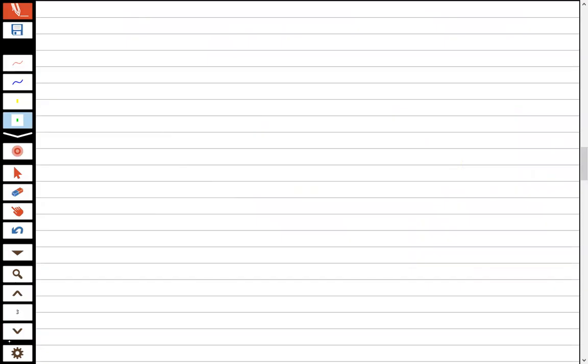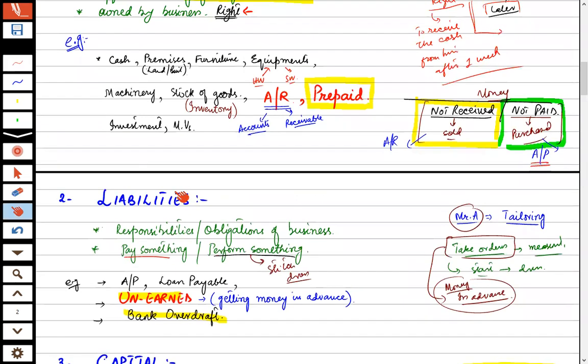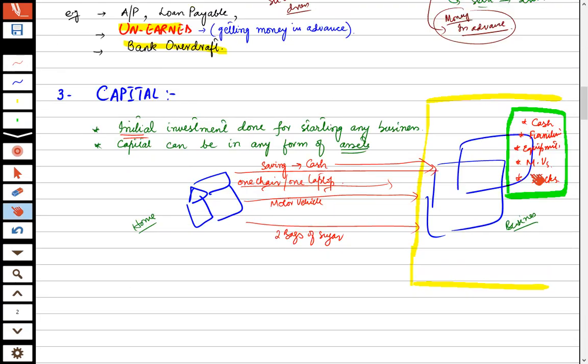Now what is not included, we can easily identify: except accounts receivable and prepaid. They are not included in this list, and all others can become capital as well. Done? Clear? Any issue? No issues. Okay.